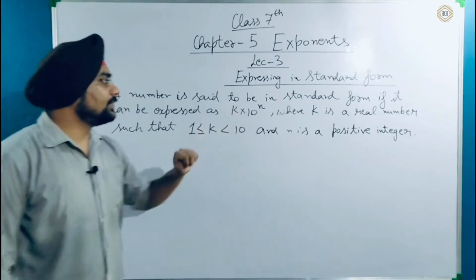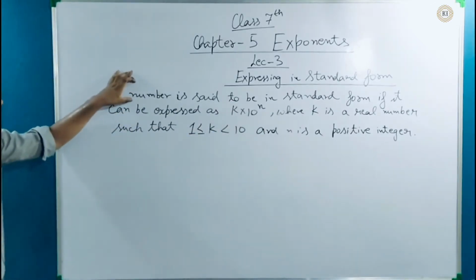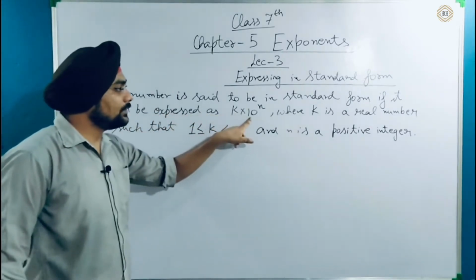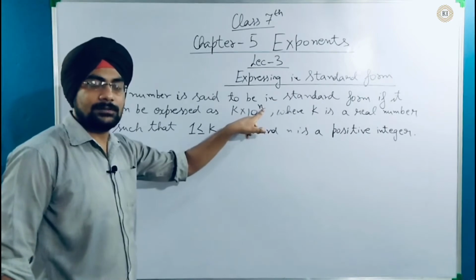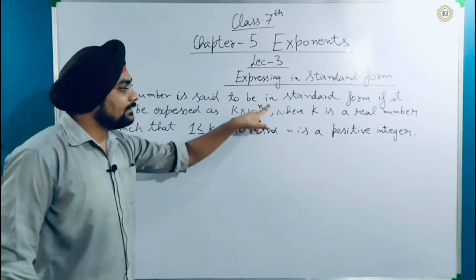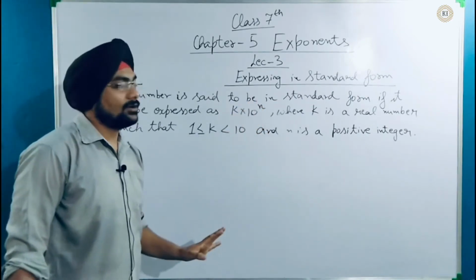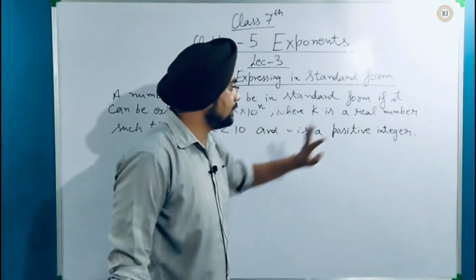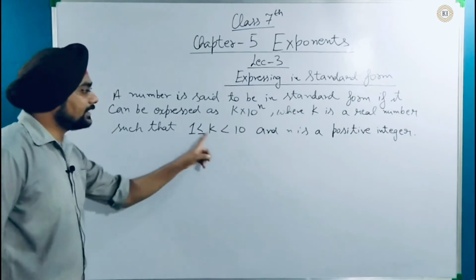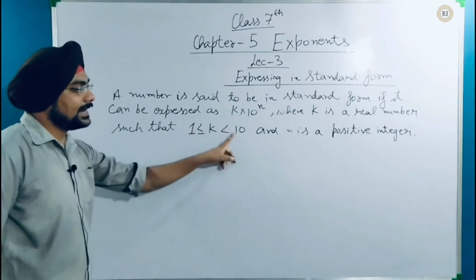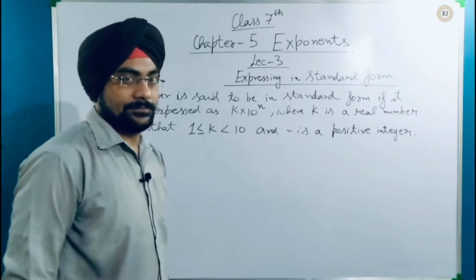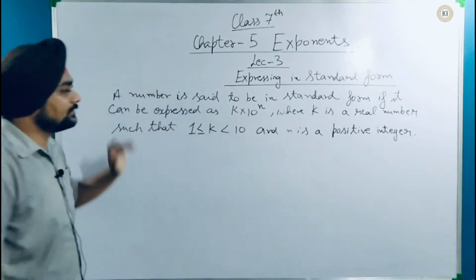As a definition, a number is said to be in the standard form if it can be expressed as k into 10 to the power n. Always the base will be 10 and whatever the power is depends on the data given, where k will be a real number and the value of k will lie between 1 and 10, and n will be a positive integer. So this is the definition of standard form.